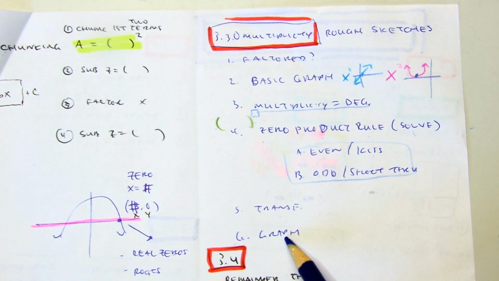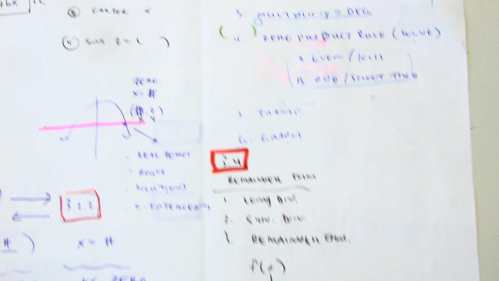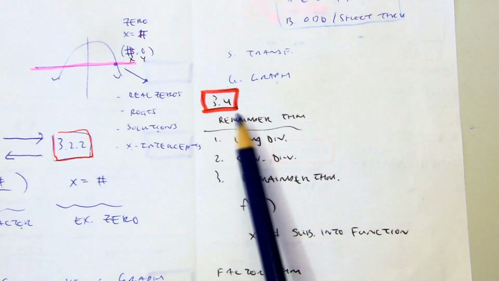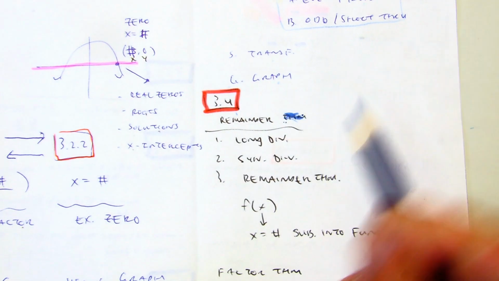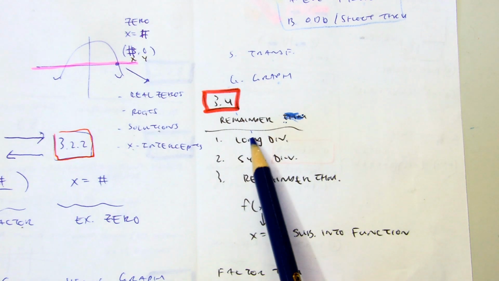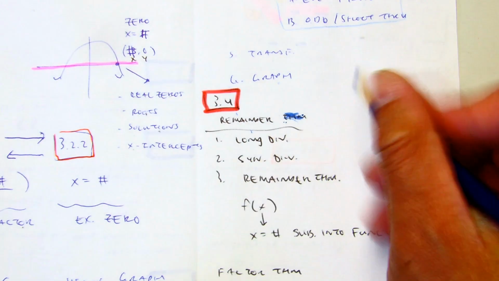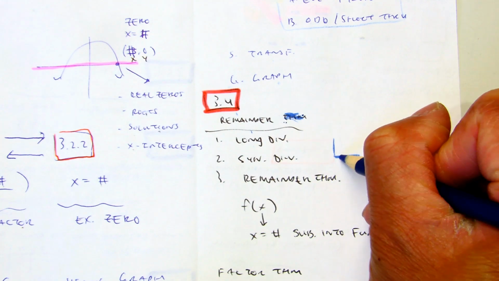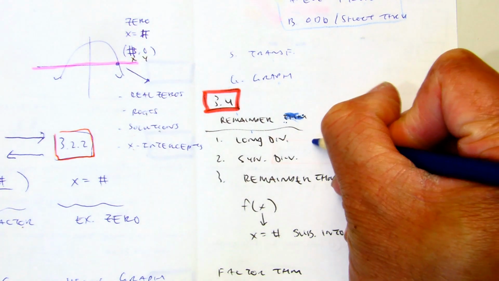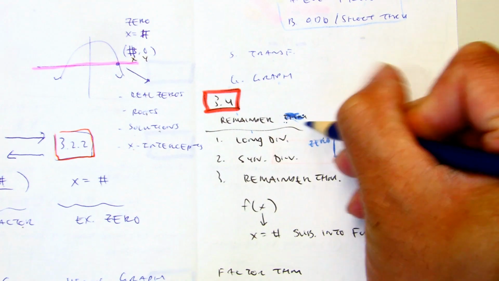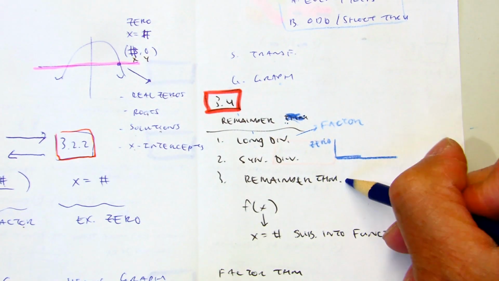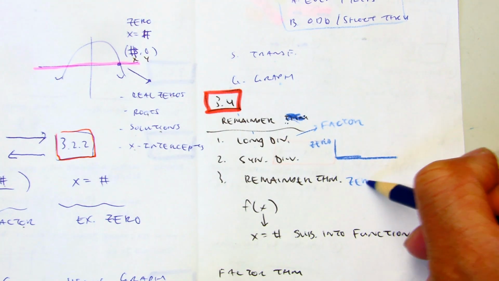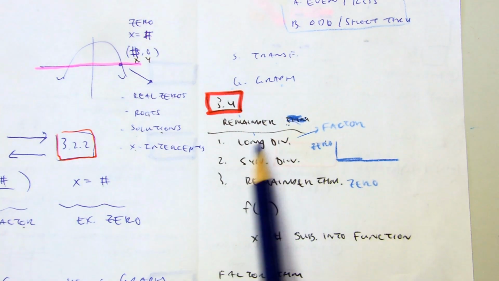In 3.4, we were trying to find the remainder. You can find the remainder in a couple of ways. You can find the remainder using long division of polynomials, synthetic. And this is the one where you're using your 0 on the outside. This one uses a factor. And this one you use a 0. So any of these methods would help you find the remainder.